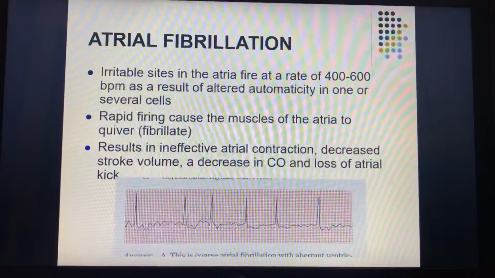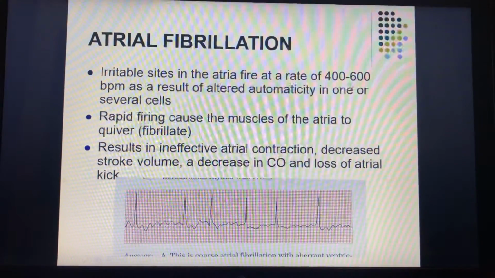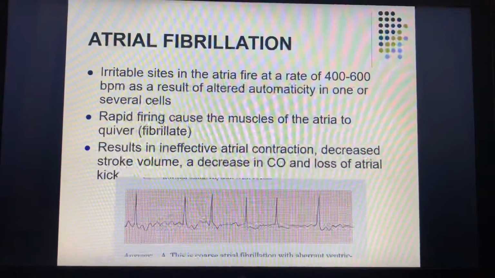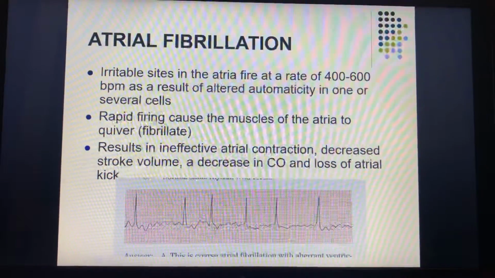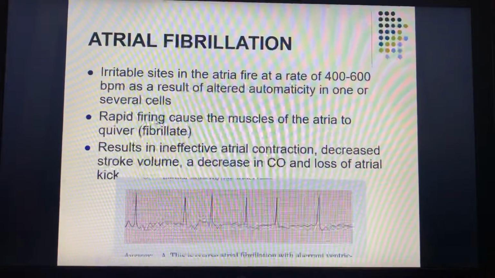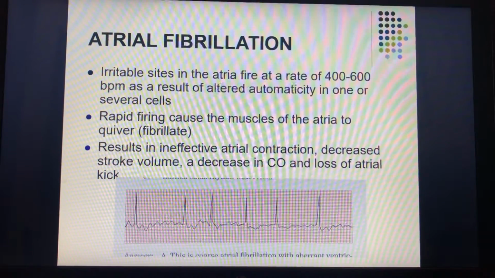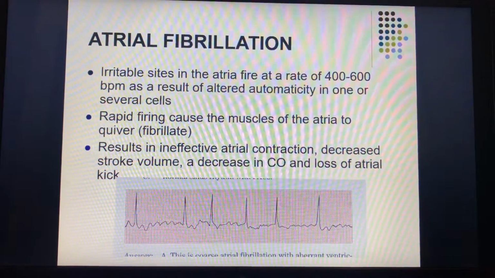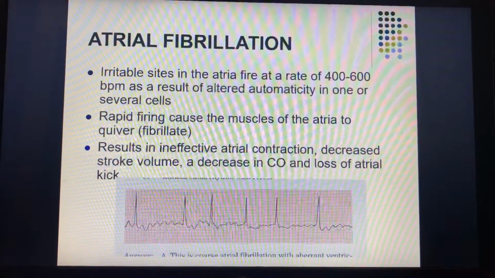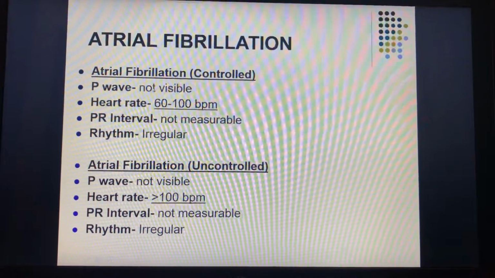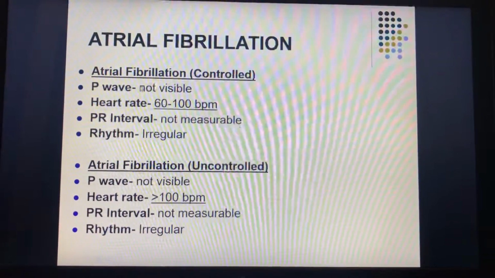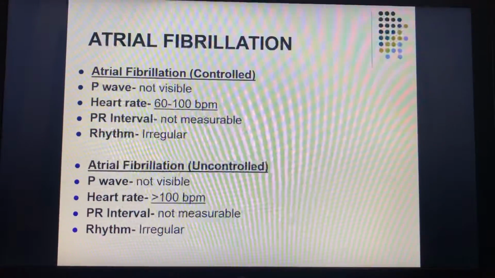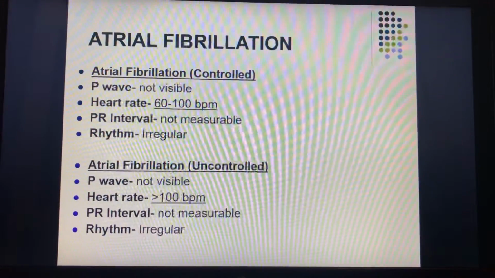AFib. Irritable sites in the atria fire at a rate of 400 to 600 beats per minute. Yikes, that is so fast. So this causes the firing, the muscles, to only quiver. They're not getting a full pump, okay? The muscles just barely quiver, and so you're going to decrease the amount of volume going out and the amount coming in, okay? When it's controlled, your heart rate is 60 to 100. Uncontrolled is over 100, but you see every other characteristic is the same.